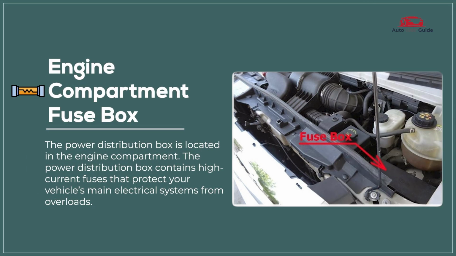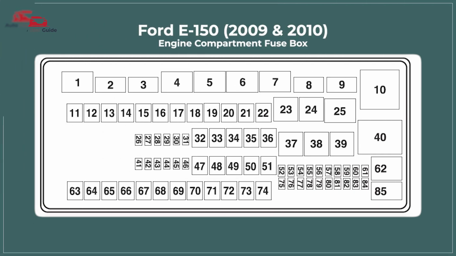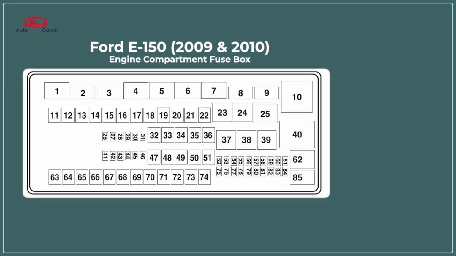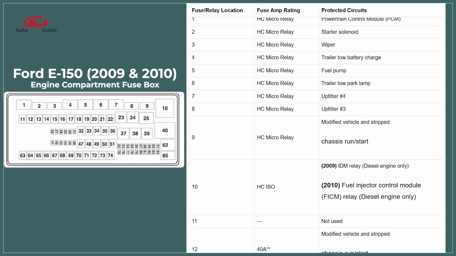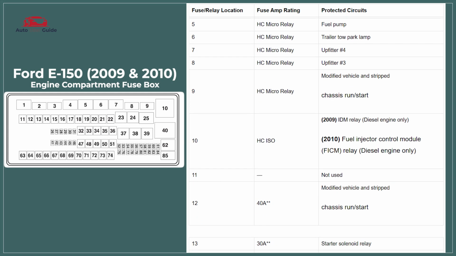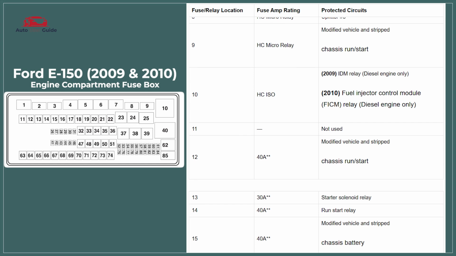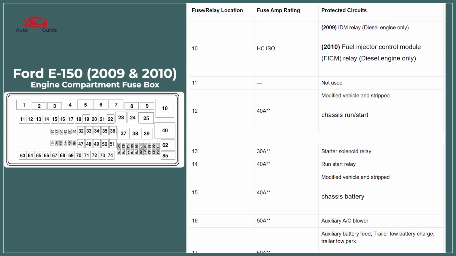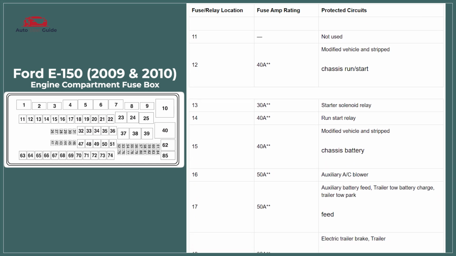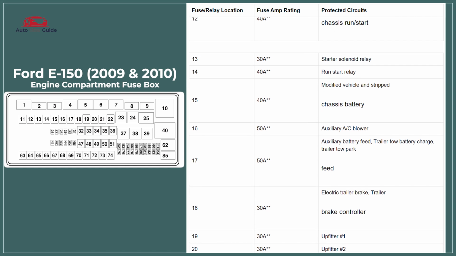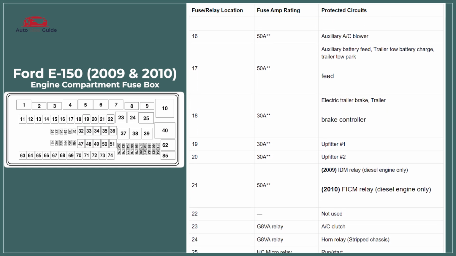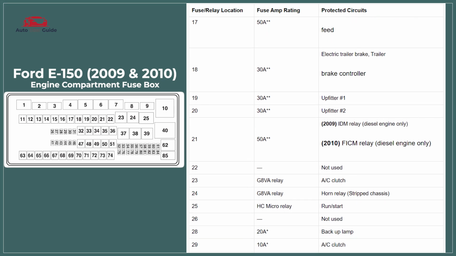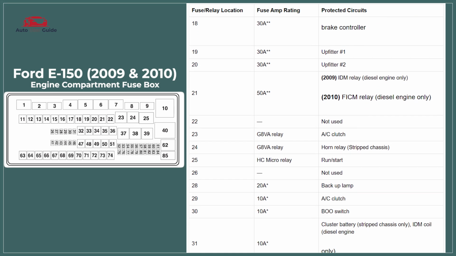Engine compartment fuse box. The engine compartment fuse box in the Ford E-150, 2009 and 2010, safeguards high-current systems such as the fuel pump, ABS, cooling fans, and ignition components. It uses a mix of cartridge and mini fuses for various load requirements. Relays for major systems are also integrated within the box. Clear labeling aids in quick diagnostics and repairs.